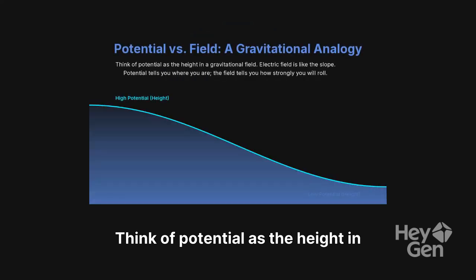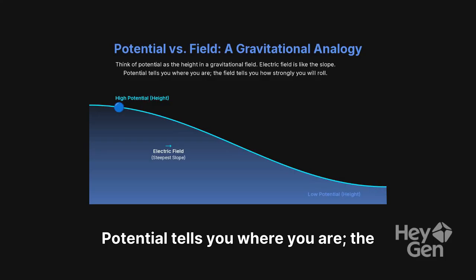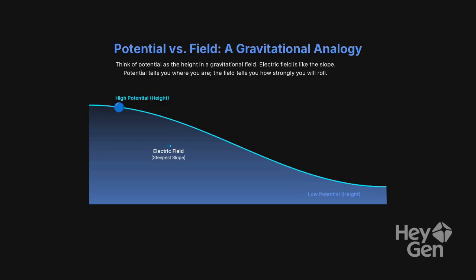Think of potential as the height in a gravitational field. Electric field is like the slope. Potential tells you where you are. The field tells you how strongly you will roll.